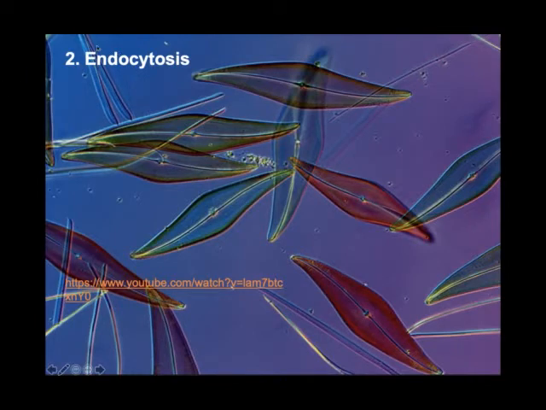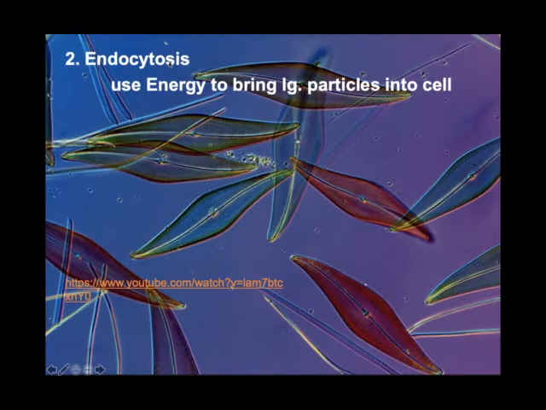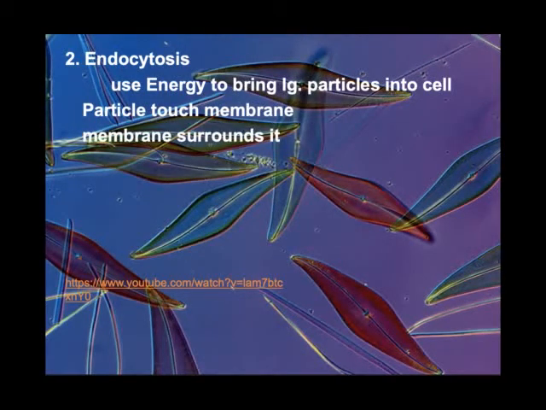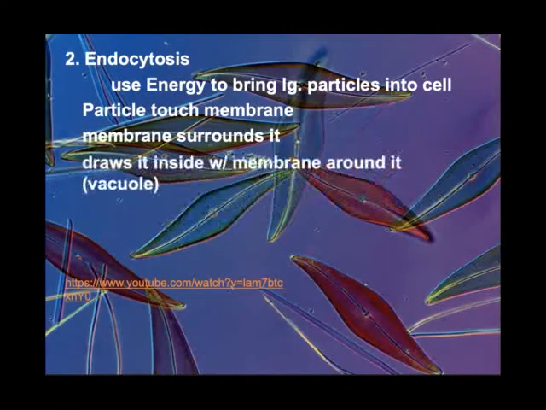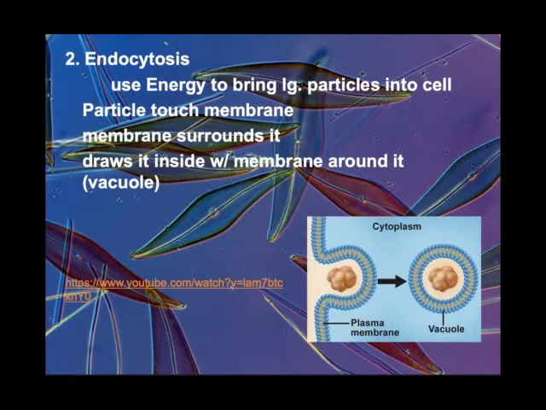The word endo, you can think about as in, and then cytosis is like cell eating, I guess. So endocytosis uses energy to bring large particles into the cell. It's kind of an interesting thing that happens here. A particle touches the membrane, the membrane surrounds it, and then draws it inside with the membrane still around it. So it makes like this little pocket, which is kind of interesting.